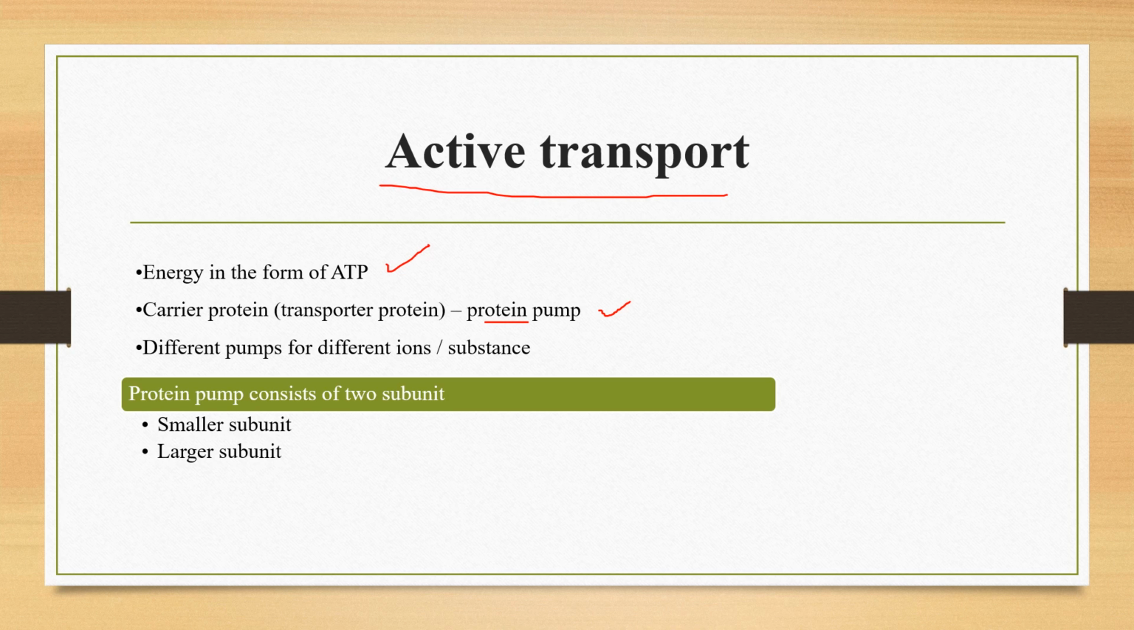The protein pump consists of two subunits, as we already talked about. In the case of active transport, the carrier protein or transporter protein is called the protein pump. So the protein pump consists of two subunits: one is the smaller subunit and the other is the larger subunit. You already know that, because proteins are very important.